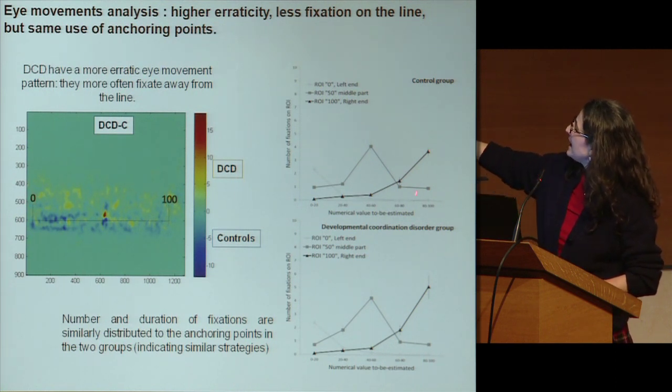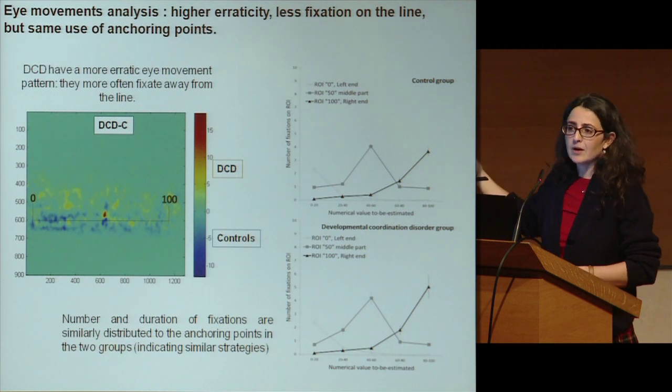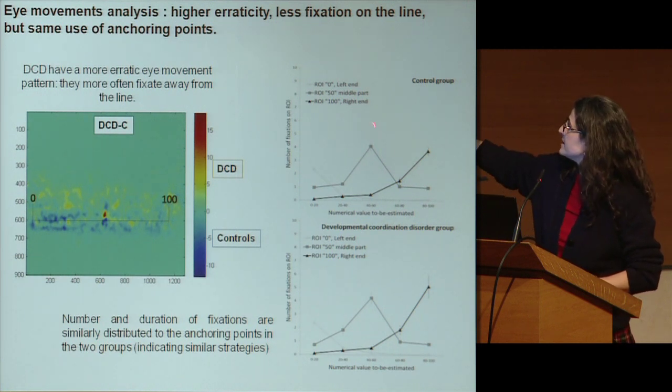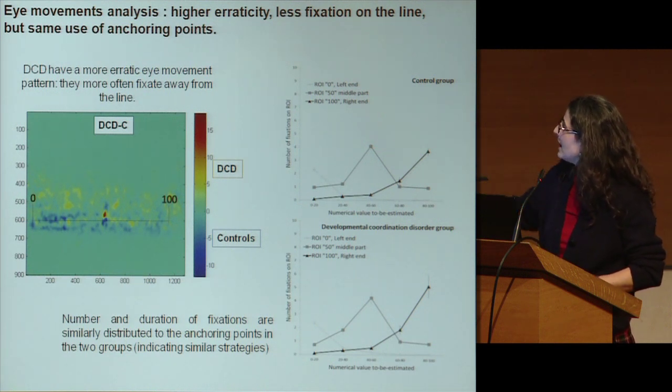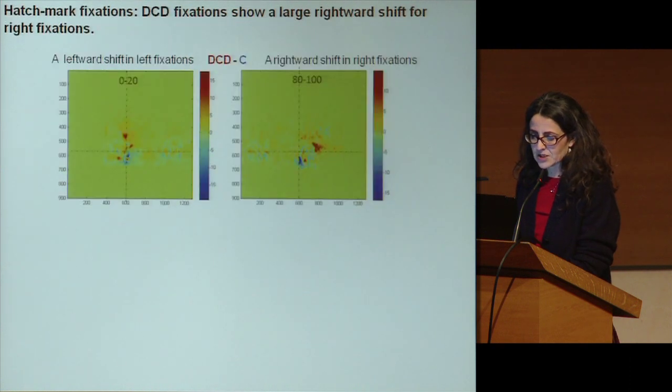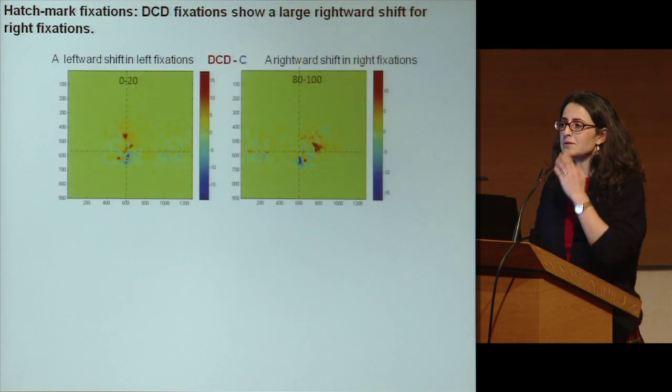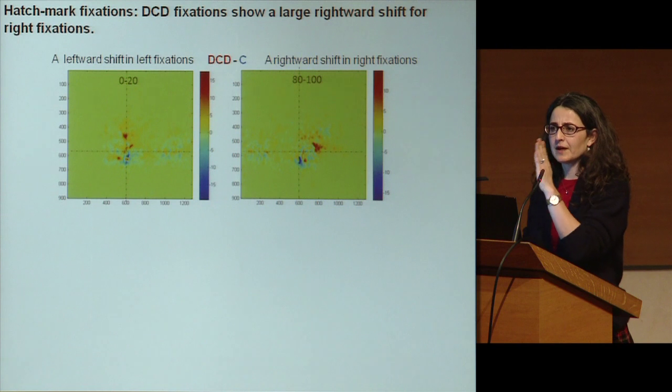For example, when the hatch mark was at the extreme, they were looking very, very often at the anchoring point 100. The fixation to 100 decreases as a function of the distance of the hatch mark from the 100, and so on. So you can see the three peaks of fixation are the extremes and the center, for both control and dyspraxic children. Then we wanted to see the precision of their fixation of the hatch mark.